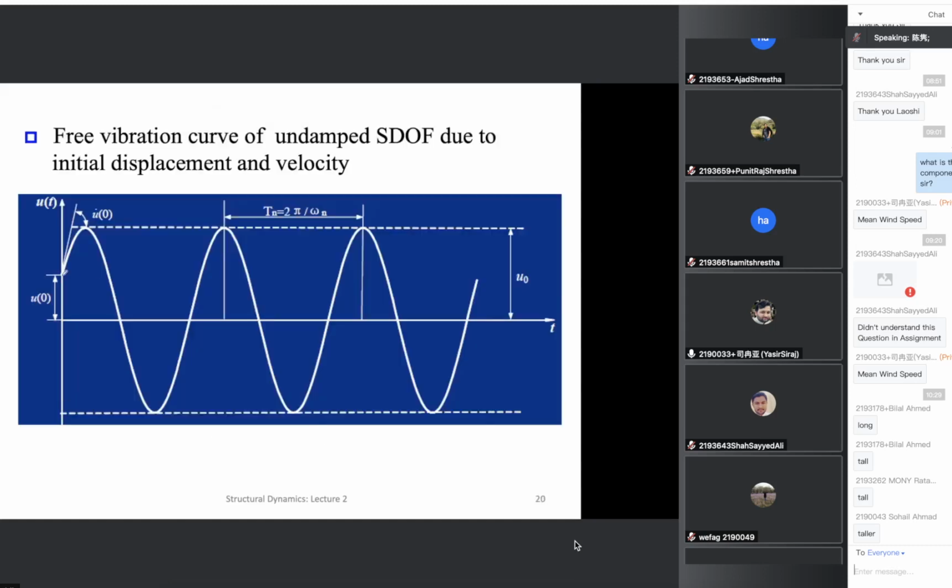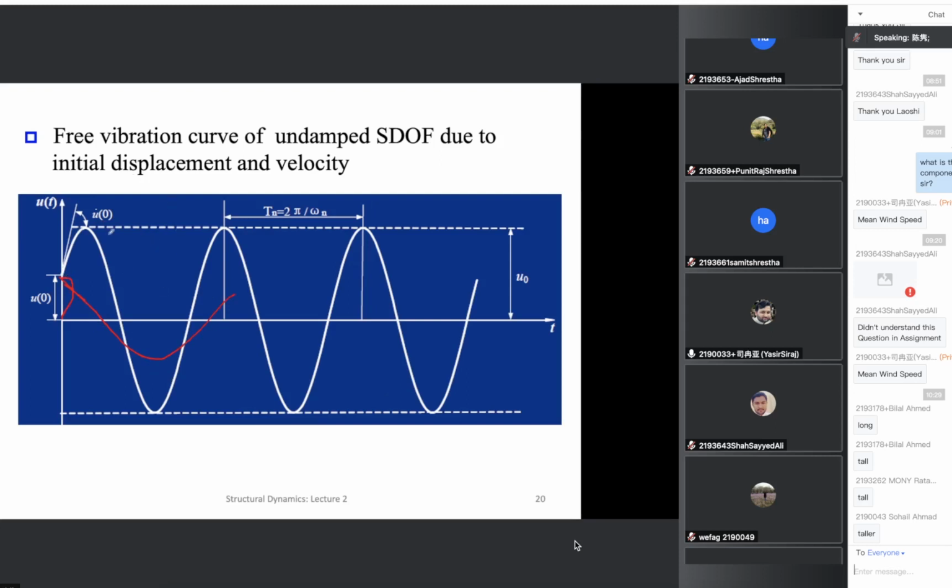For free vibration, if we know the initial displacement and initial velocity, what is the time history of the free vibration? It's just like this, the solid line here. You have the initial displacement, which is this value, and the velocity is the tangent of this line, the tangent angle, and this is the initial velocity. Of course, if negative it will go like this, down. The positive is up.